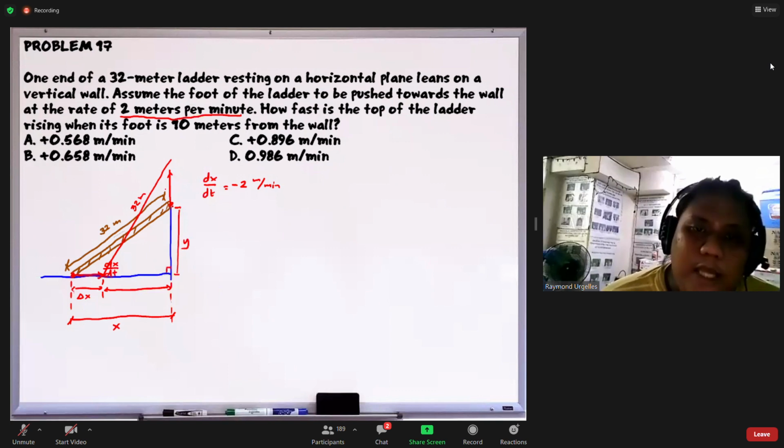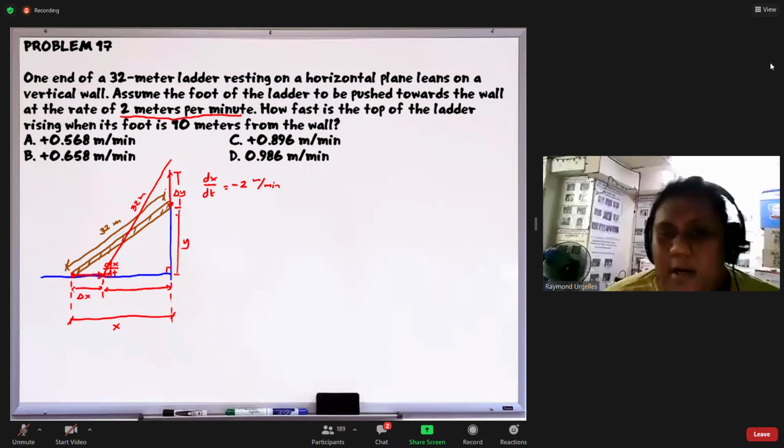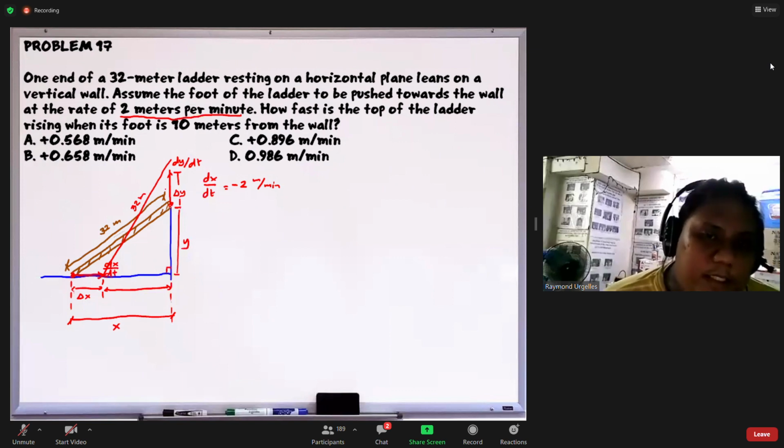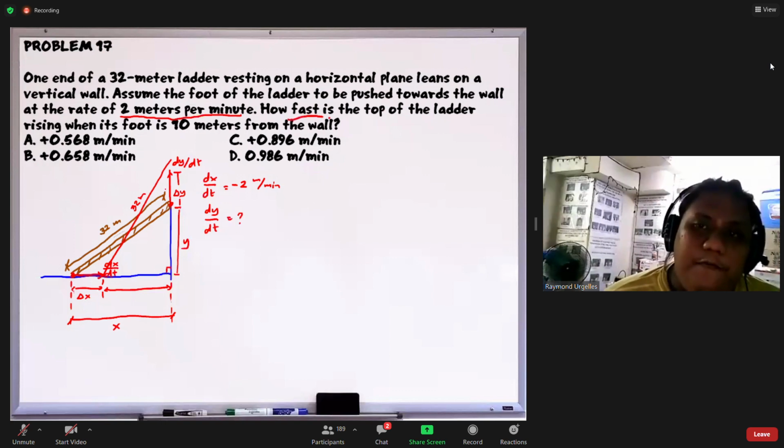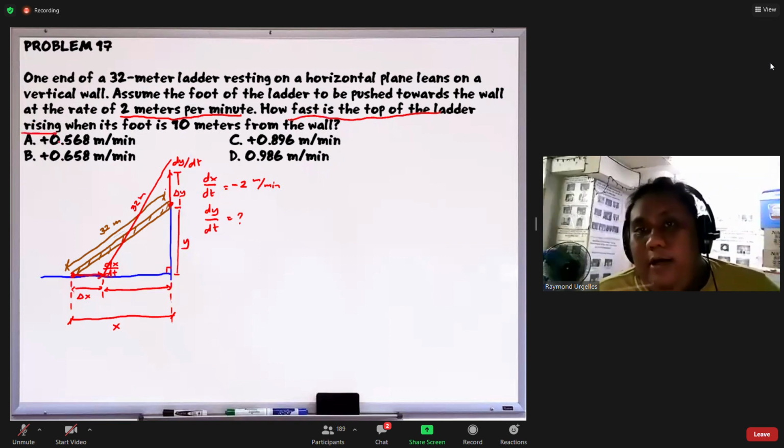Okay? Tapos makikita natin dito, meron kang change, diba? So this will be our delta y. So therefore, there's a rate of change ng y with respect to time. And this time, this is increasing. No, so kaya yung dy dt natin is positive. That's one. Pero for now, ito yung kailangan natin i-solve. How fast is the top of the ladder rising? Okay? Nakuha ba? So that's the idea.